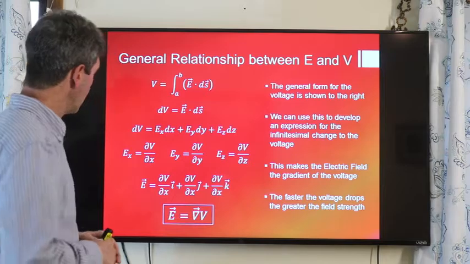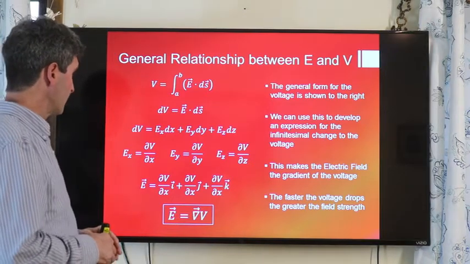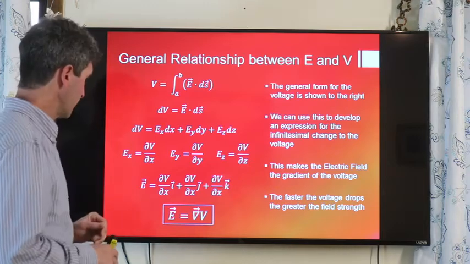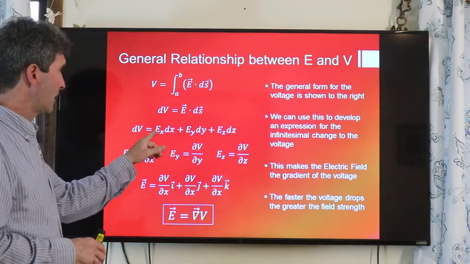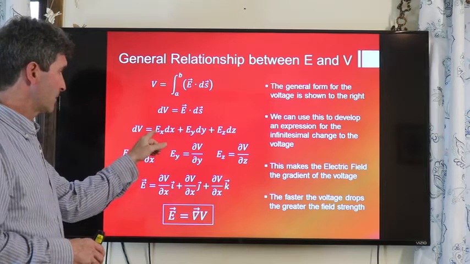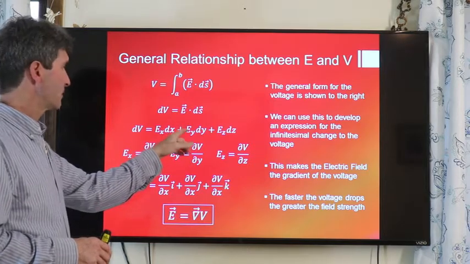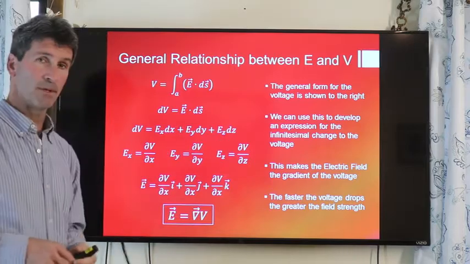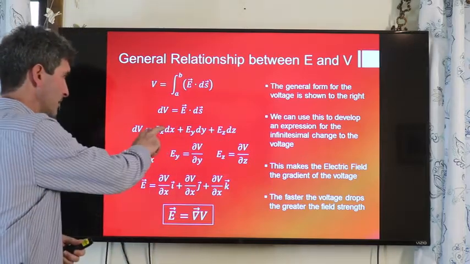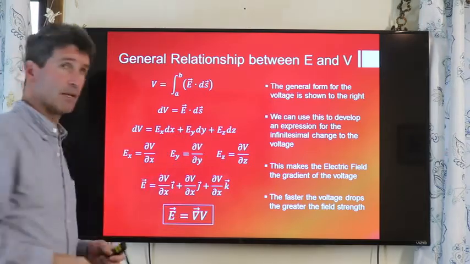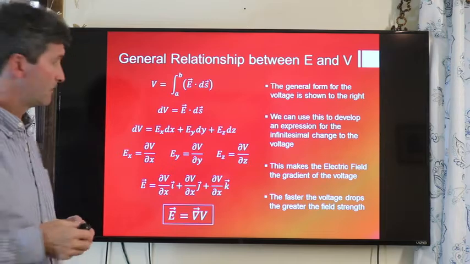But we can think of the infinitesimal electric potential here as being the dot product of E dot ds. There's Ex dx plus Ey dy plus Ez dz. Remember the dot product, you take the product of the x components plus the product of the y components plus the product of the z components. That's where that comes from.